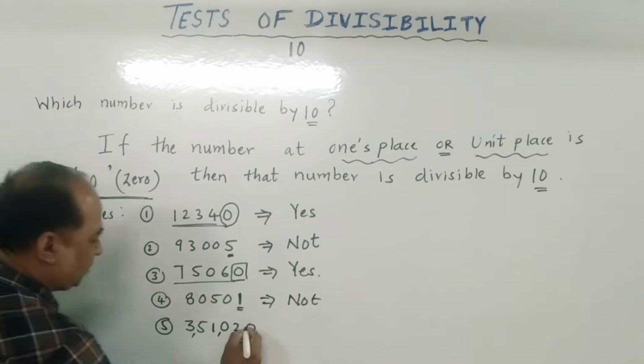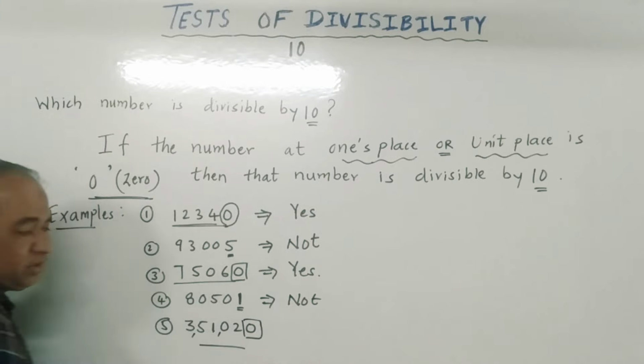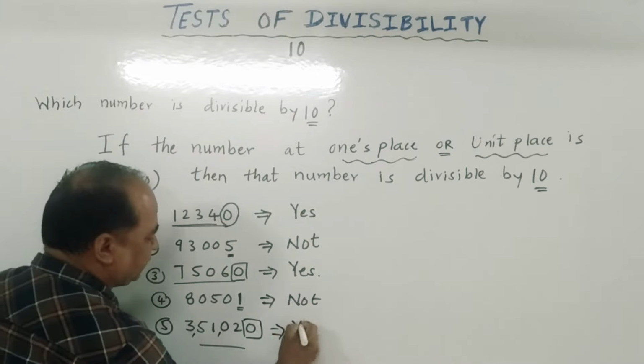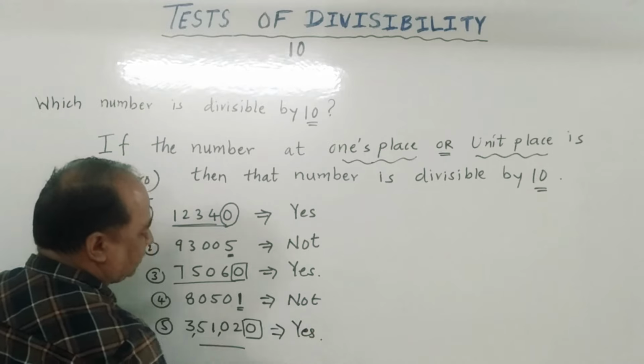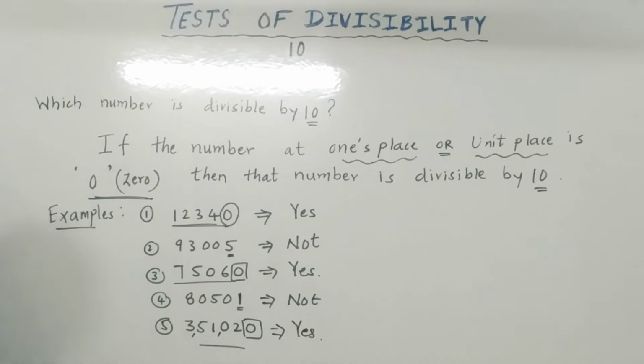Last example, 3,51,020. The last digit of the number is 0. So this number is divisible by 10. So we have studied here the test of divisibility of 10.